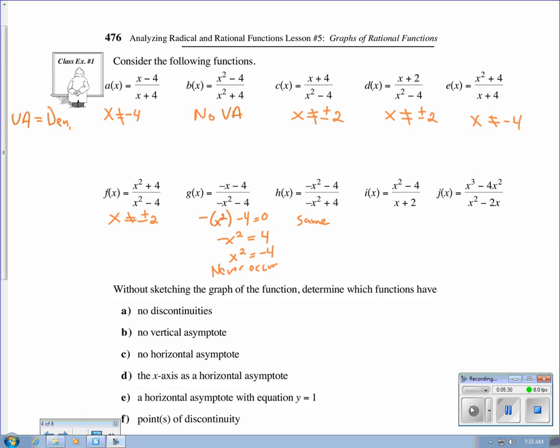Hit record again. It's the same. H ends up being the same denominator. Oh, not quite.